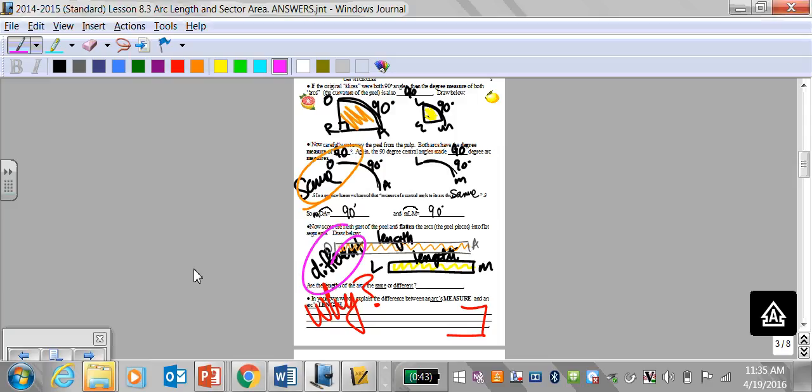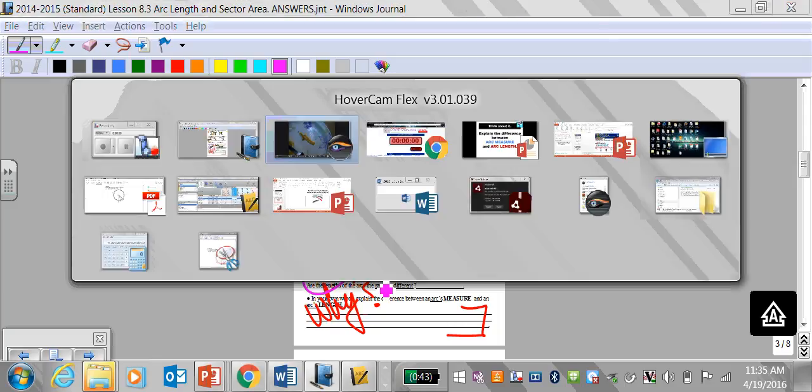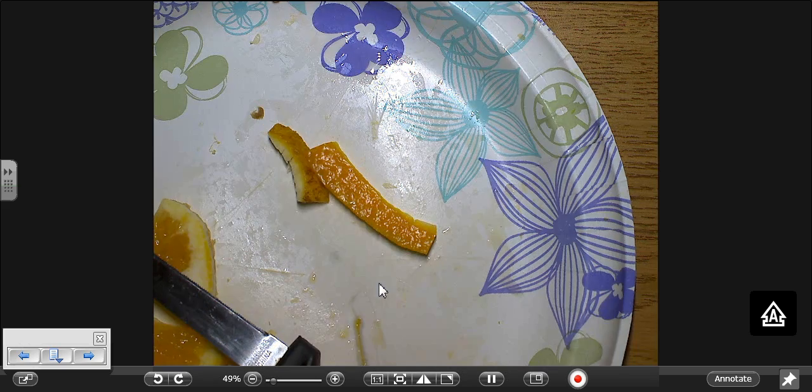Rotate. Forward. Miss Hines, lights please. Ready? All right, guys. You did a fabulous job.